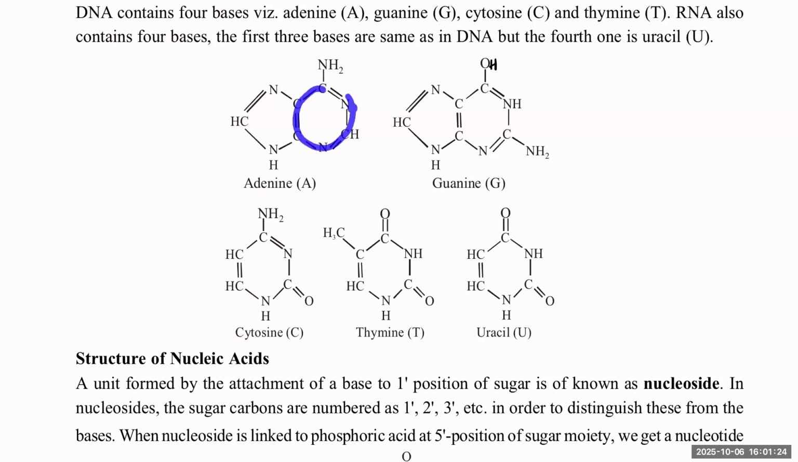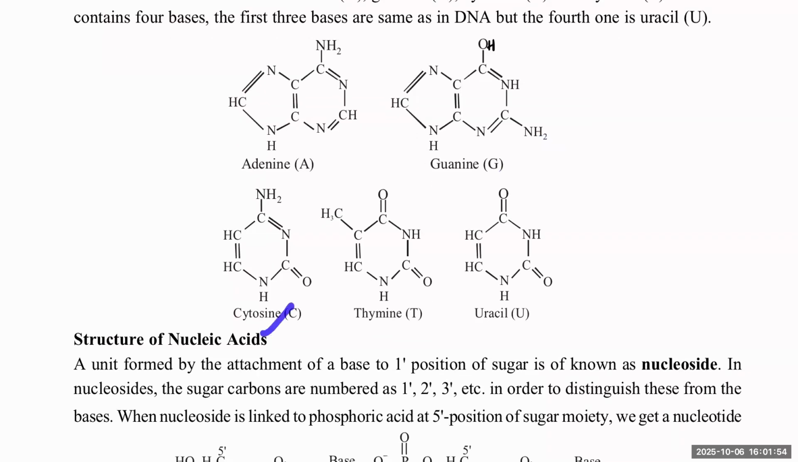It is a 5-membered and a 6-membered ring fused with each other this way. Got it? You can see there are alternating nitrogens here, and here also alternating nitrogens. The only difference is that here we have one NH2 group, while here we have NH2 and OH group. That makes it adenine and guanine.